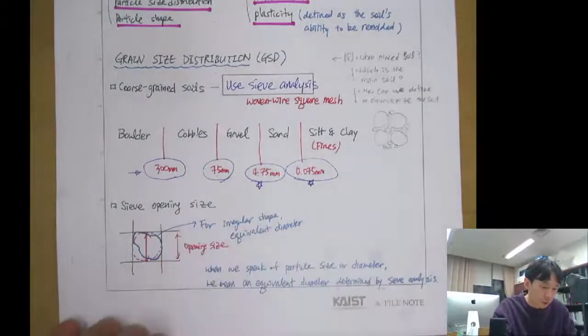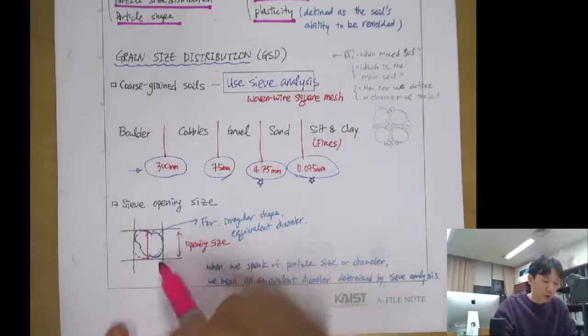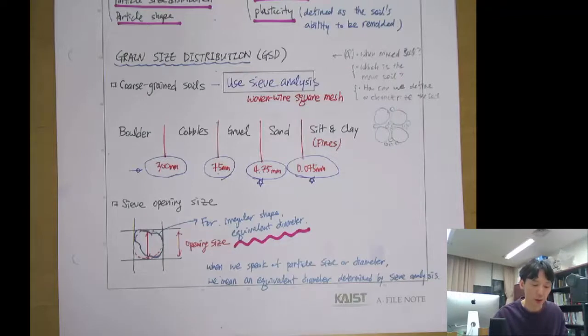And for the sieve opening size, because the particle is not like a sphere, right? It can have an elliptical particle shape, or it can be platy, or it could be very sharp or angular. So for irregular shapes, we just use the opening size as the equivalent diameter, just to make it simple. So when we speak of the particle size or particle diameter, we mean an equivalent diameter determined by the sieve opening size. That's what it says here.